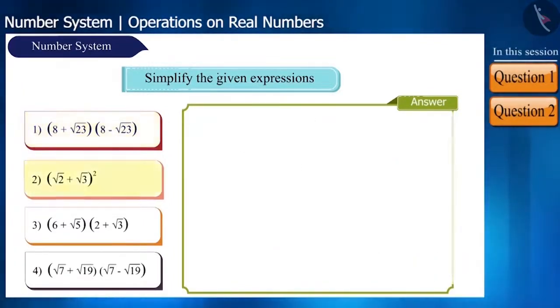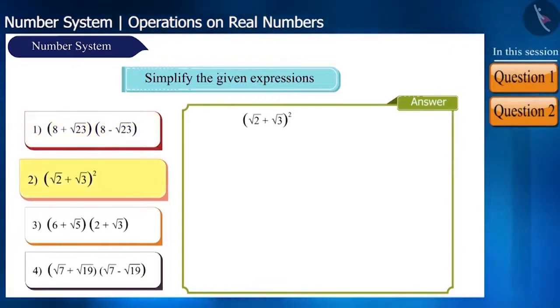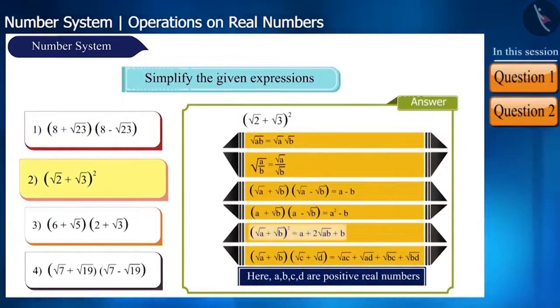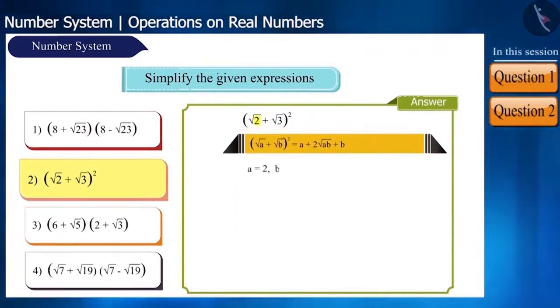Friends, now look at the second expression. This looks like the identity root a plus root b square is equal to a plus 2 root ab plus b. Here, a is equal to 2 and b is equal to 3. We can solve this easily using this identity.